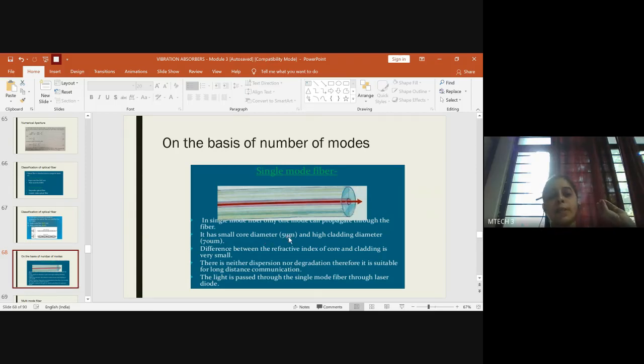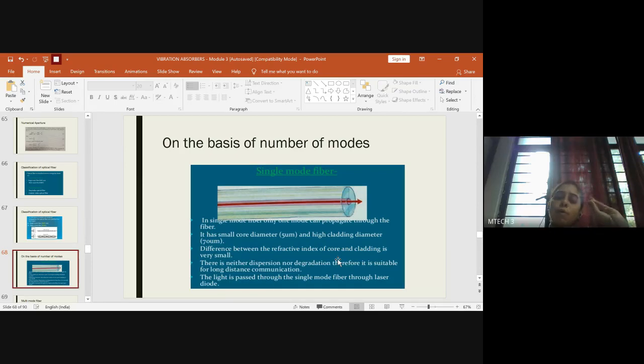The usual diameter of the core in single mode fiber will be 5 micrometer. And this is the cladding diameter. The cladding diameter will be basically 70 micrometer. Okay, so these are the dimensional aspects in the case of single mode fiber. And the difference we get between the refractive index of the core and the cladding will be very small. This is one thing you have to understand. The refractive index values between the core and cladding are very much negligible. And there is no dispersion or degradation, and it is suitable for long distance communication.